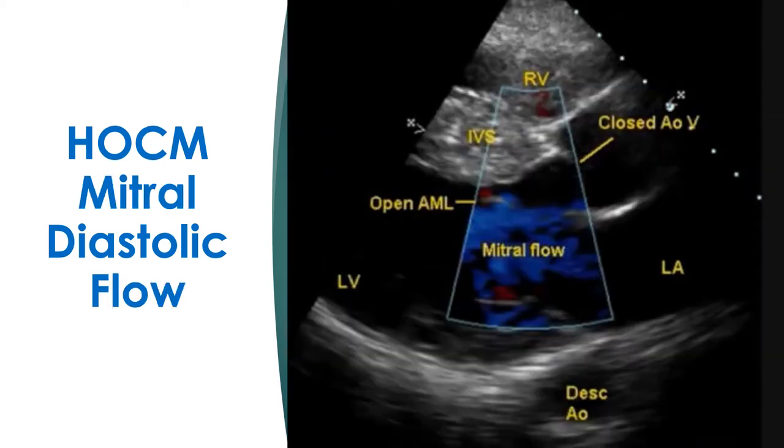Color Doppler evaluation in the parasternal long axis view in hypertrophic cardiomyopathy, illustrating the mitral diastolic flow. The mitral flow is not turbulent as indicated by the blue color, without any variance or mosaic formation. The AML is seen in the open position and aortic valve in closed position, suggesting diastolic frame.